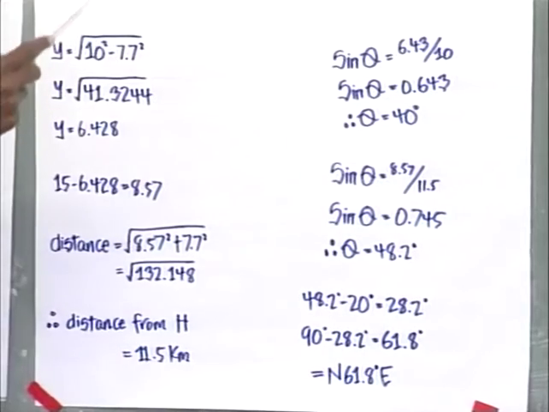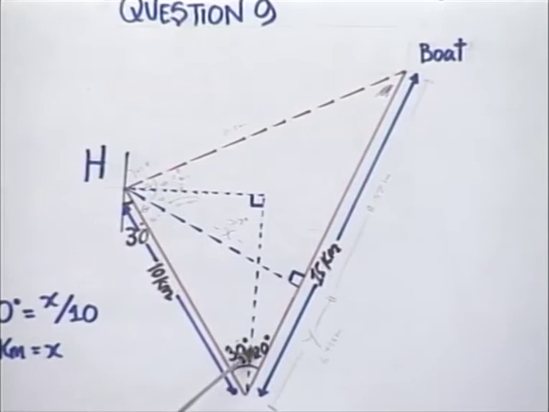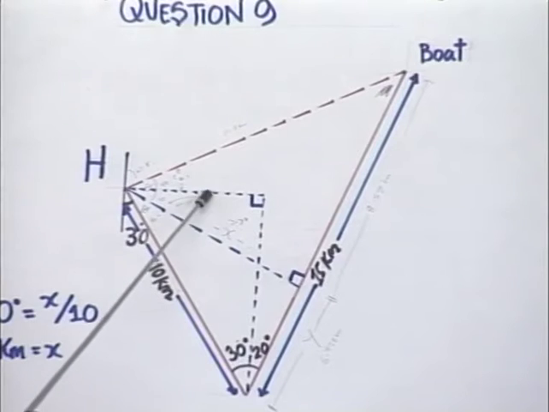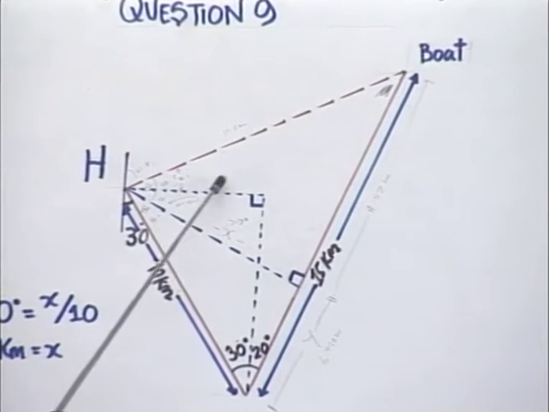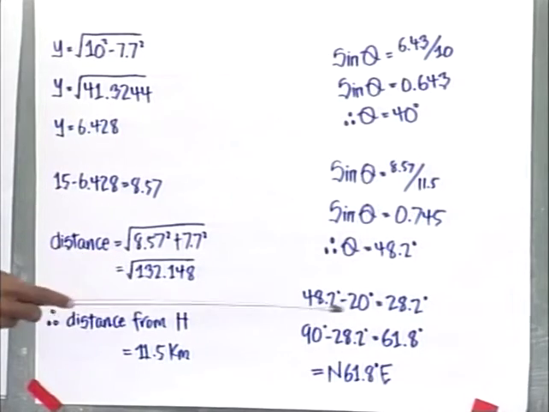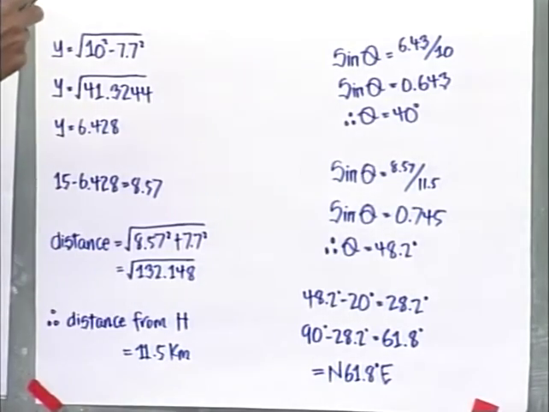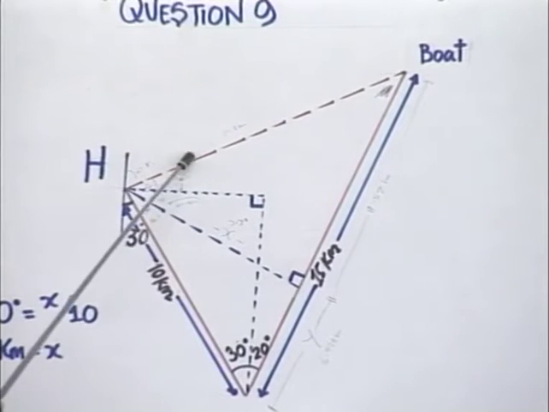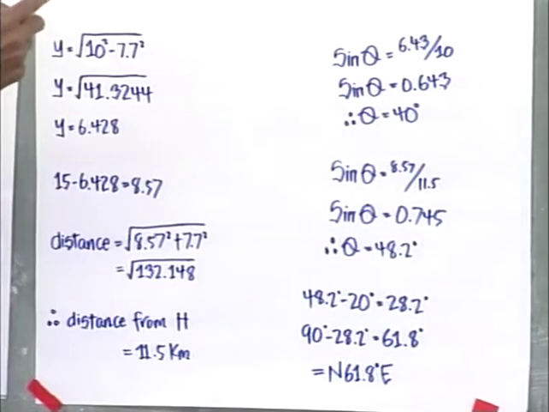Okay, we use this triangle here. This is 30, therefore making this angle here 60 degrees. So 60 degrees subtract 40 degrees, we get 20 degrees, which is this angle here. And we know that this angle here is equal to 48.2 degrees. So 48.2 degrees minus 20 degrees, as we found out from subtracting 40 from 60, we get 28.2 degrees, which is this angle.